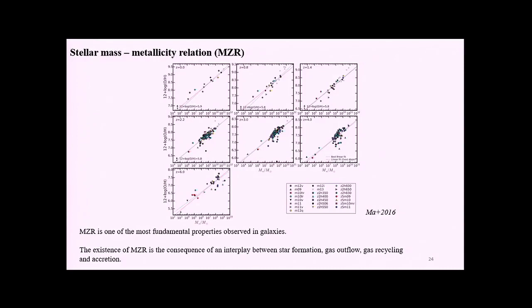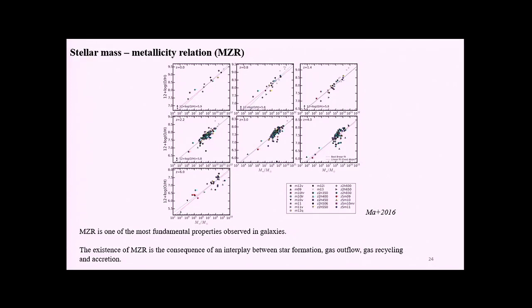The existence of this relation is thought to be a consequence of an interplay between star formation, gas outflow, gas accretion, and recycling. As some examples, we know that star formation activity drives the gas metal enrichment process, and we know that the star formation efficiency tends to be lower in low-mass galaxies. So it's natural for us to expect low-mass galaxies to be less metal-enriched. Another thing is that galactic wind can carry metal-enriched gas out from the ISM, and this process will be more effective for low-mass galaxies due to their shallower gravitational potential.